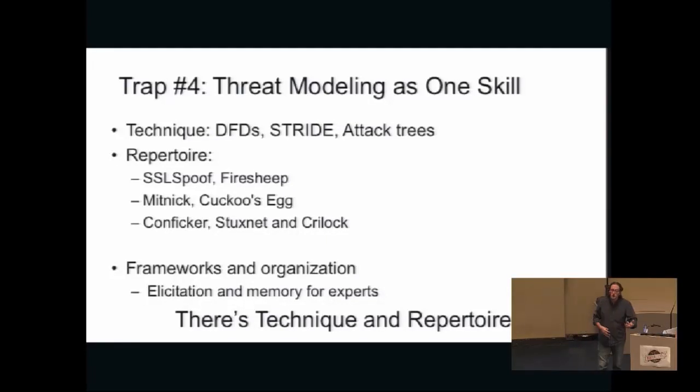So there's techniques. There's also repertoire. The knowledge that we accumulate through conferences, through conversations over beer, about what's gone wrong, acts as a repertoire, and you can draw on this, and someone can say, well, how would someone do this? Is that easy to do? Well, yeah, it's easy to do this. I can take SSL out with SSL spoof. I can use FireSheep to steal your web cookies. And you acquire this knowledge over time.